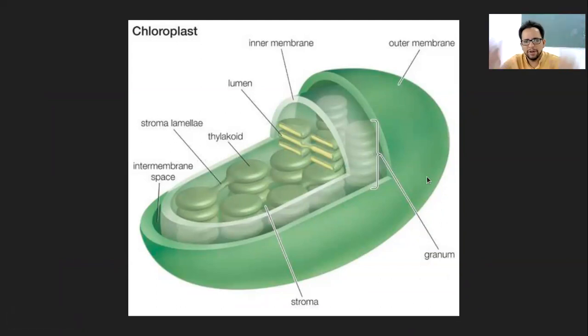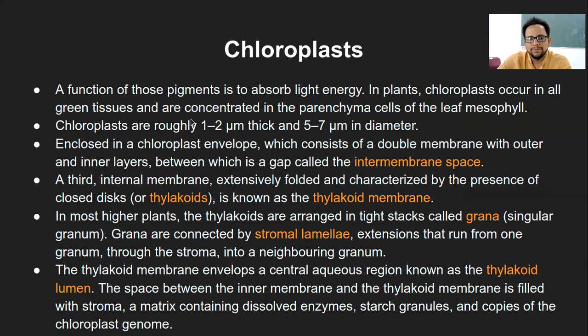So this is a capsule-like body which contains an outer membrane and an inner membrane. You can see the outer membrane is dark green and the inner membrane is light green. The thickness will also vary, though it may not be represented directly in the structure. The chloroplasts are roughly 1 to 2 micrometers thick and 5 to 7 micrometers in diameter. They are mostly present in parenchyma cells because they are the most actively dividing cells. They are part of the mesophyll layer, right? That is the mesophyll parenchyma or spongy parenchyma, as you can call it.